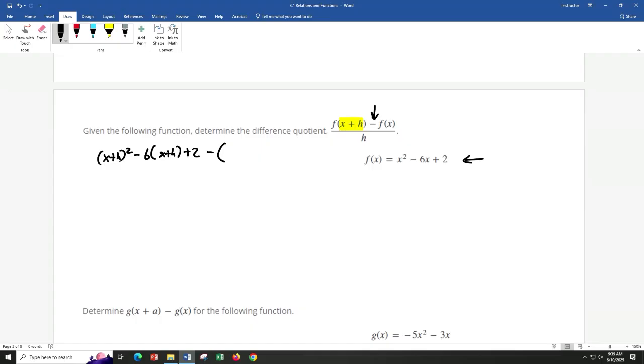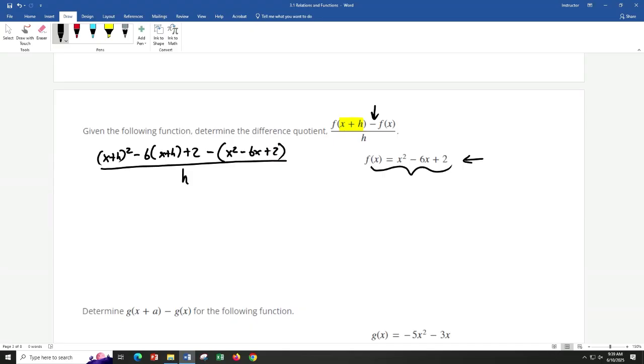Now it says put f of x, which is just our original function, and then we write x squared minus 6x plus 2, all of this over h. And then you just do the math. You're going to start cleaning it up, okay? I know it looks hard. I give you all the notes to it, but I'm going to do it pretty quick because I got 6 minutes.